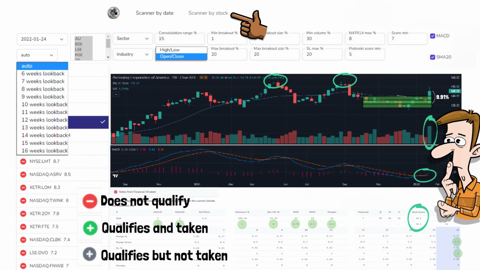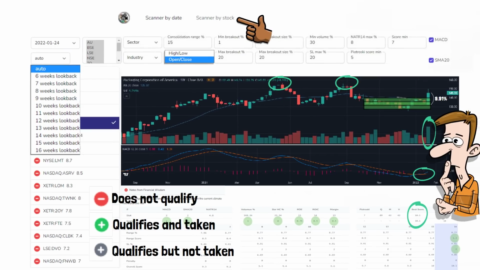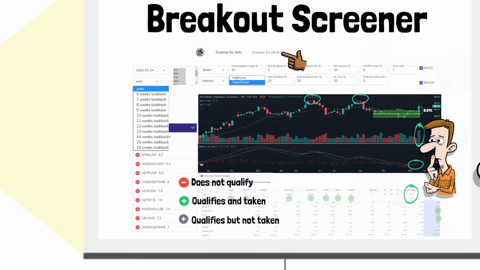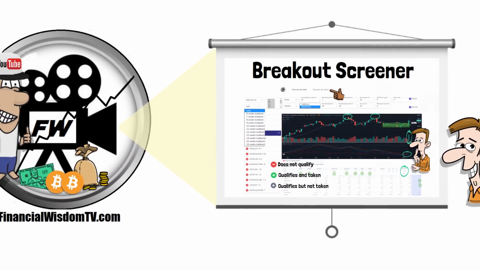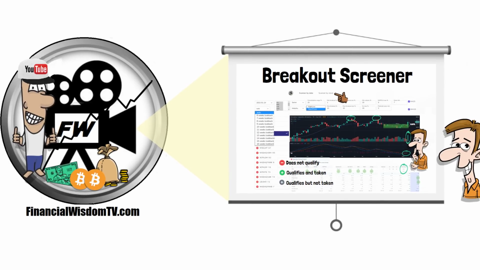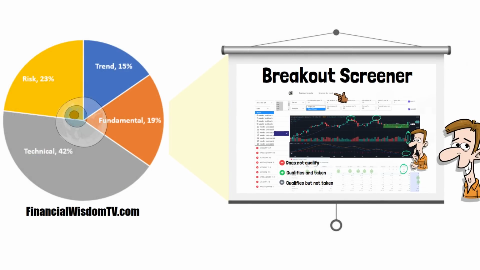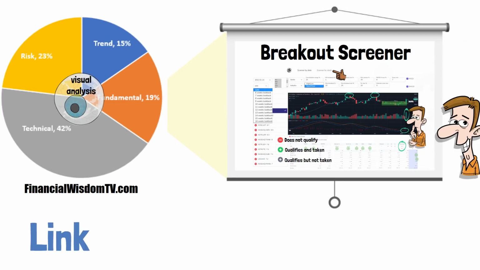And finally, at the top of the scanner, you will see the option to scan by stock rather than date. And this allows you to select any stock and look back based on previous scan results. Hopefully the video will help members understand how the screener operates, how it combines numerous aspects into a weighted score for further analysis, and how I personally find stocks to trade.